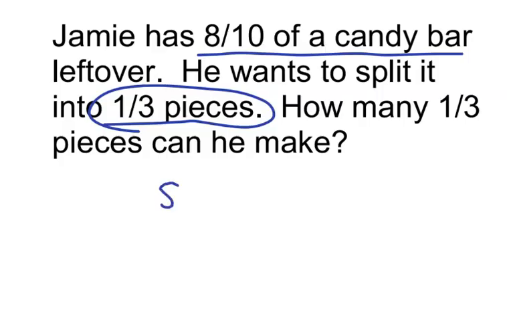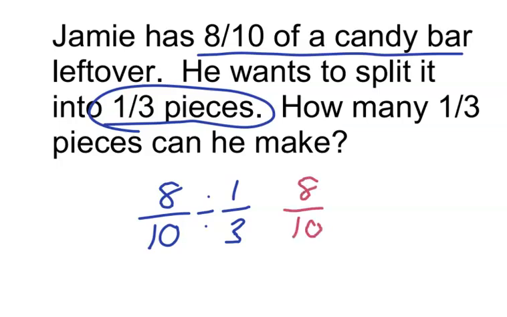So let's do this. 8/10 divided by 1/3. All right, we can't really cross reduce. Oh, actually, we can't do that yet. We have to keep, change, flip first. So we're going to keep the 8/10. The divided by sign becomes a multiplication sign. And the 1/3 becomes 3/1. Still can't do any cross reducing, so we have 8 times 3, which is 24. 10 times 1, which is 10.